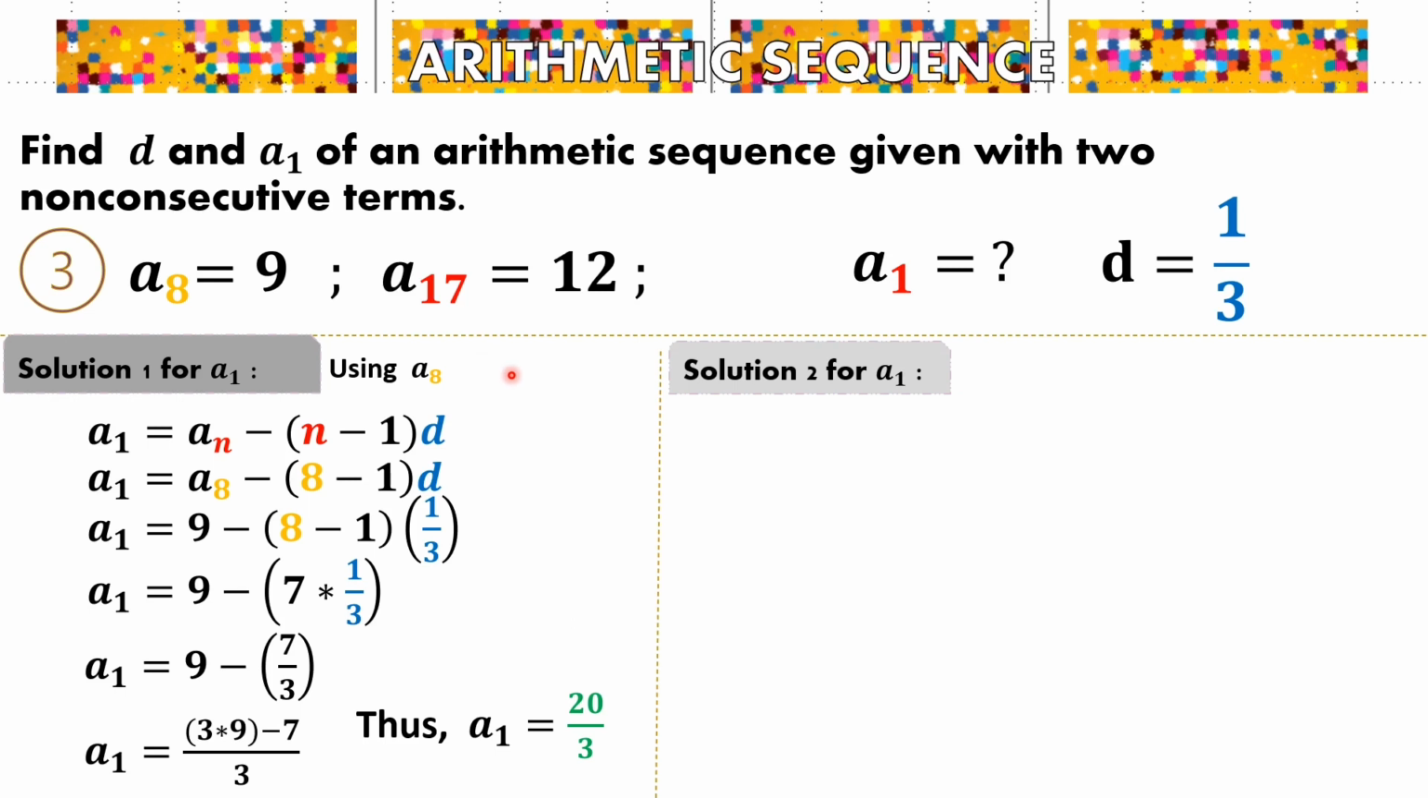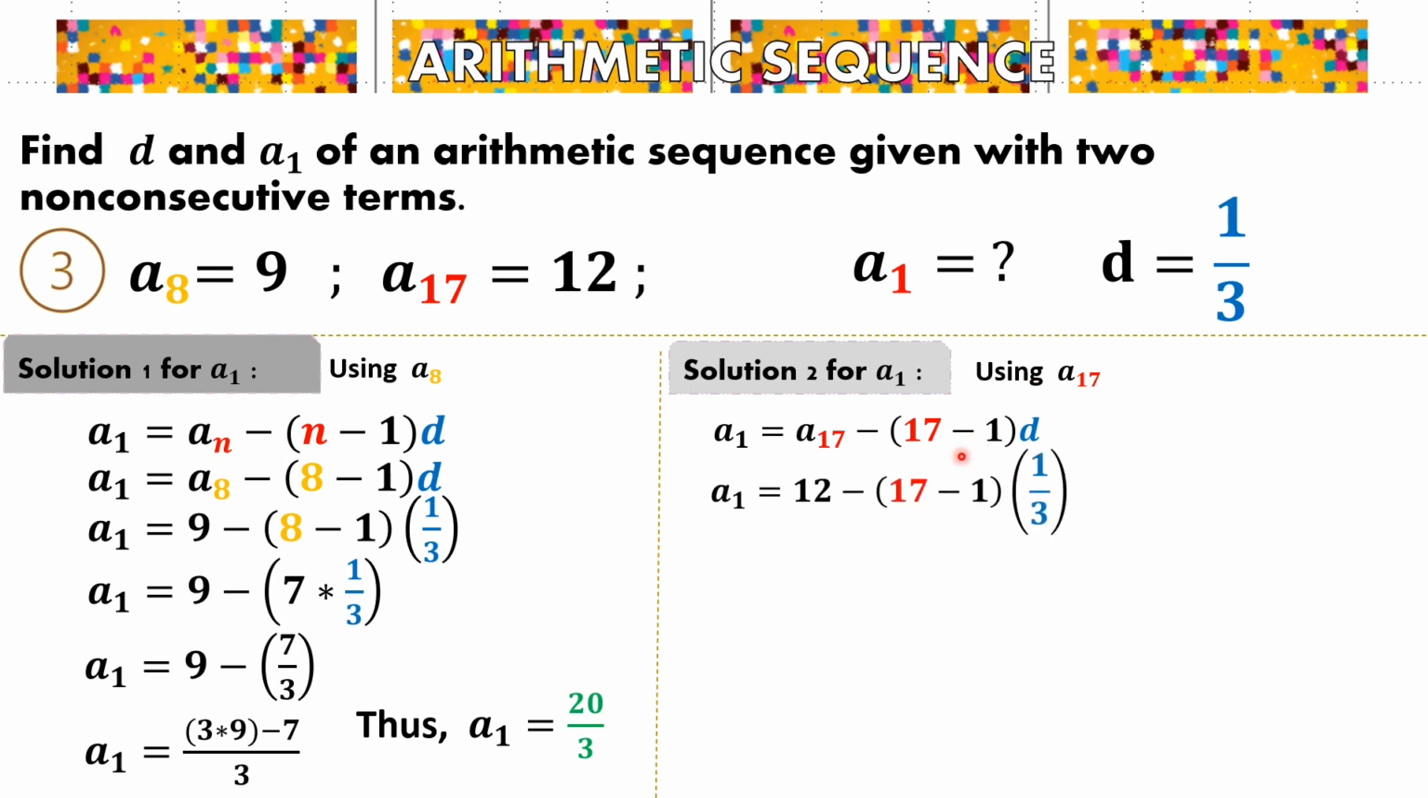Let us compare with using a sub 17. So a sub 17 minus 17 minus 1 d, substituting the values. A sub 17 is 12 minus 17 minus 1 times d, which is 1/3. Then a sub 1 is 12 minus 17 minus 1 is 16 times 1/3. We've got 12 minus, that is 16 times 1/3 is 16/3.